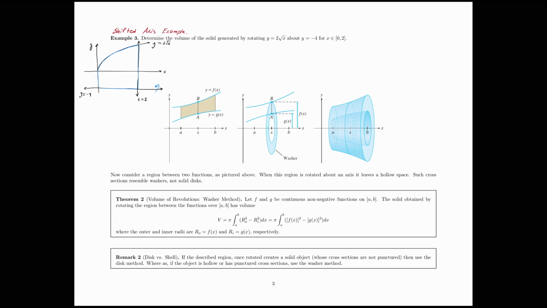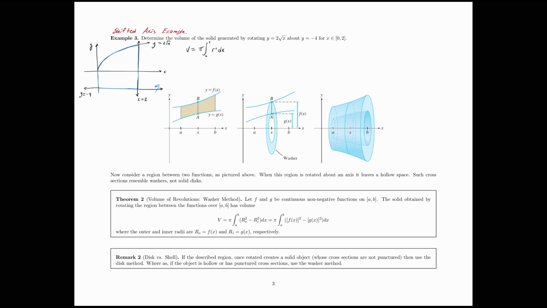In order to do this, it's a little bit different than what we've done, but it is more or less the same thing. There's just one extra little step we have to do. Because we're rotating about a horizontal axis, our volume integral will be with respect to x. So we'll have pi integral a to b radius squared dx. Since we're integrating with respect to x, we just need the leftmost x value, that's 0, and the rightmost x value, that's 2. So a and b become 0 and 2, respectively.